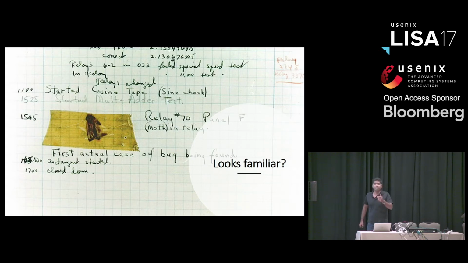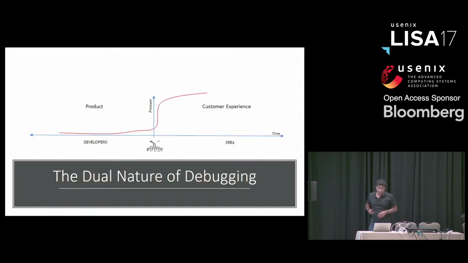And I was curious, what kind of a computer was this? It was a Mark II computer with 13,000 relays. And they were able to figure out that it was on relay number 70, panel F, within 20 minutes. Those are some really good debuggers right there. And I wish I had that power to do it myself.